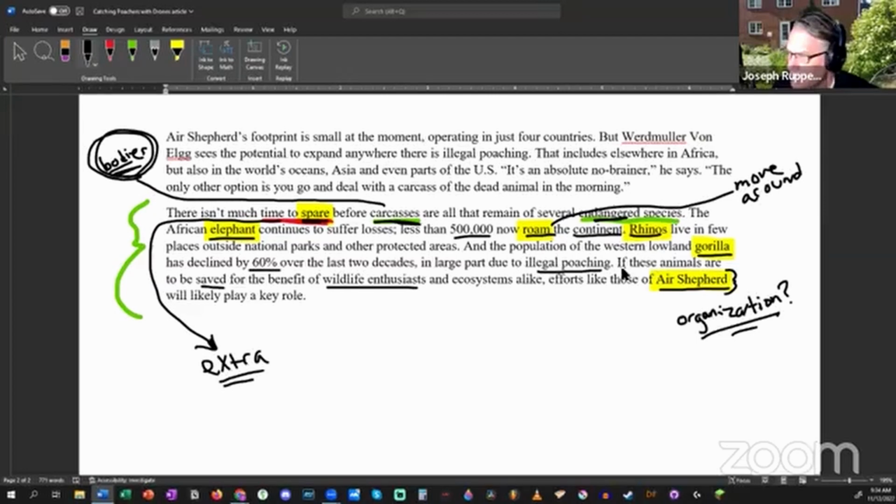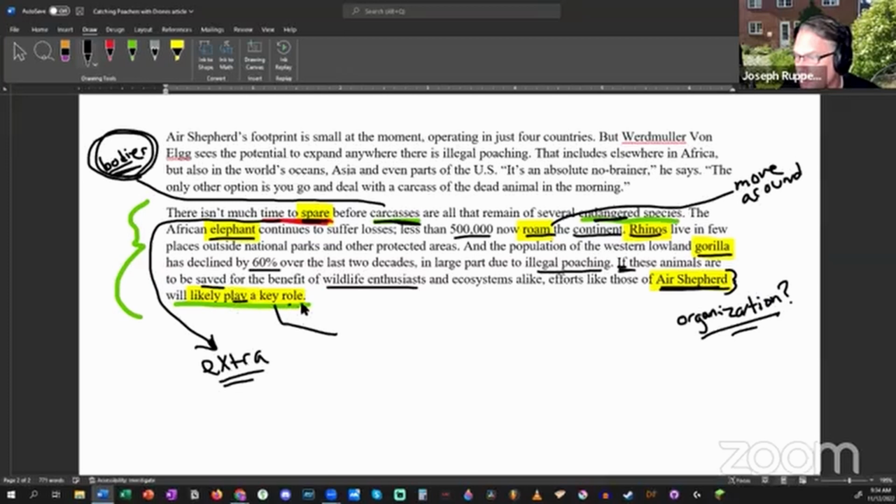Okay, great. And this is a condition, right? This is a conditional: if these animals are to be saved, then something like this Air Shepherd will likely play a key role. What about that? Likely play a key role. Interesting final sentence there.